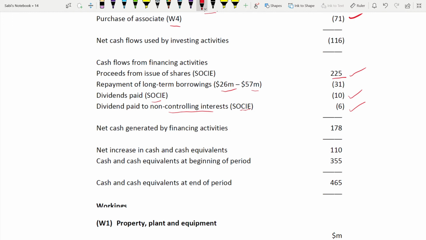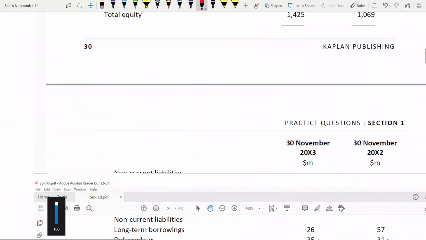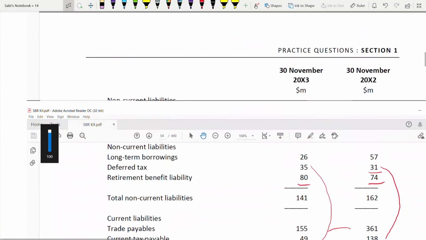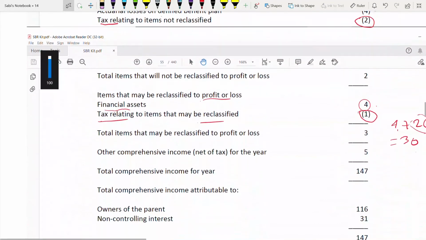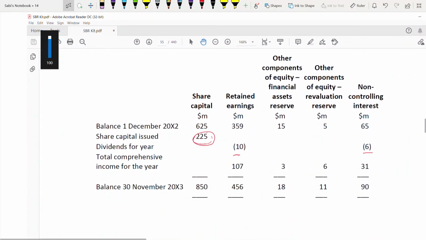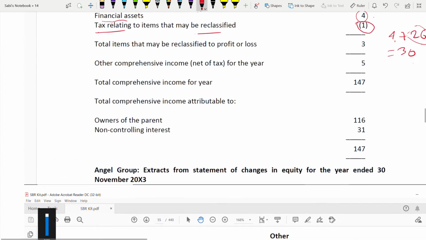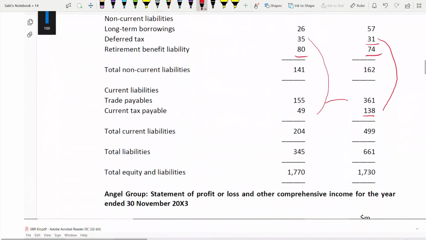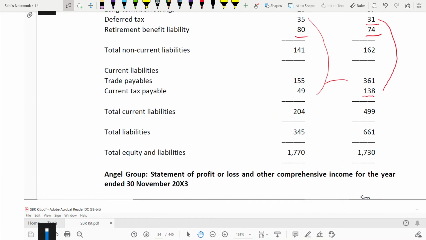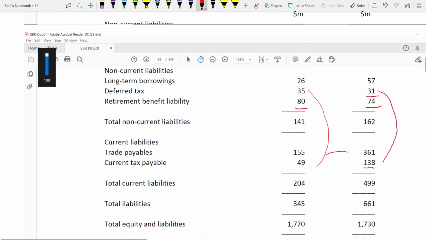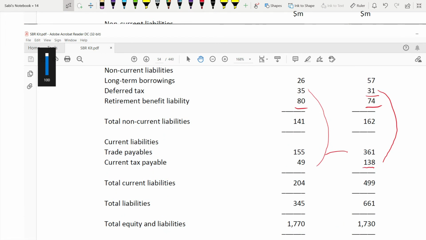And repayment of long-term borrowing, you will get it from your statement of financial position. When you are taking cash shares, it is this you have to take, 205, not 620, not 850, 225 only. For the long-term liability, it is long-term borrowing you have to see, not the non-current liabilities. Only the long-term borrowing you are taking. 57 minus 26.